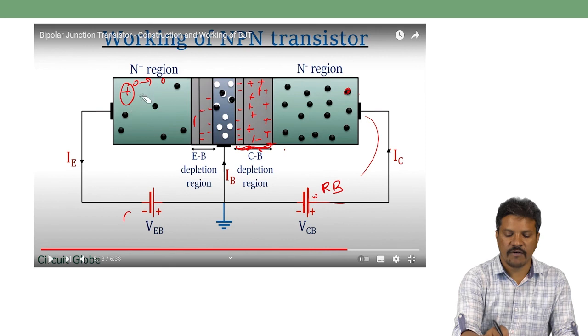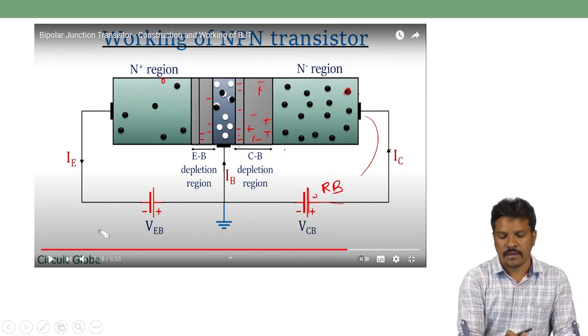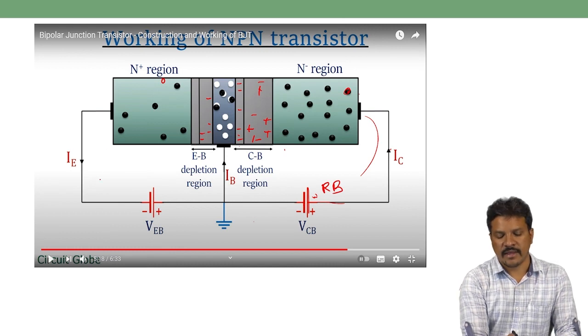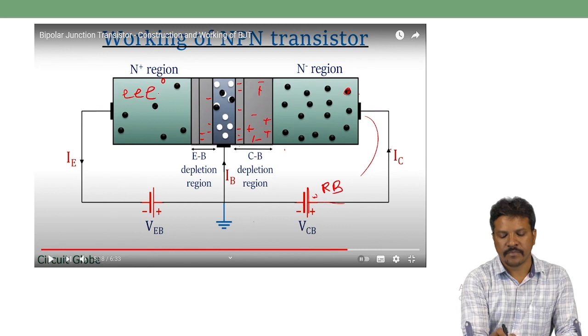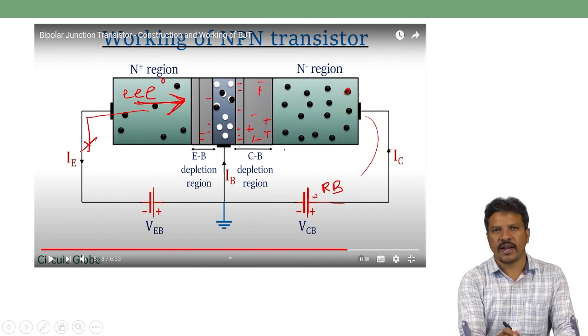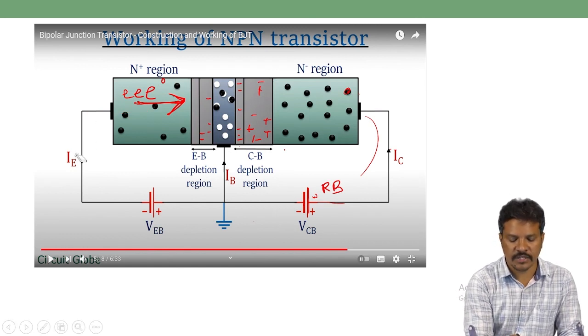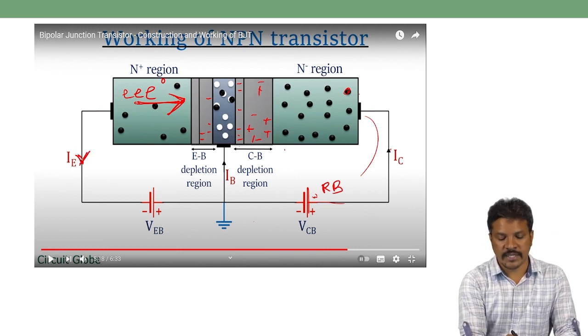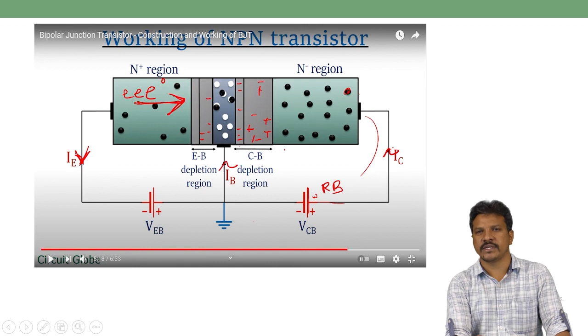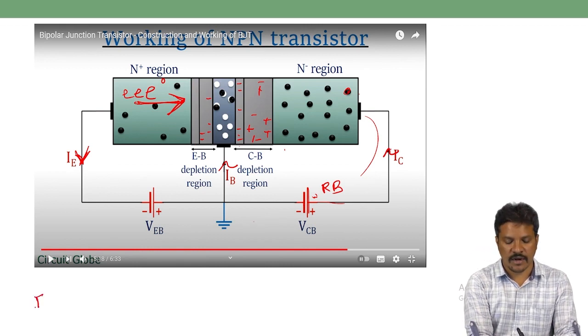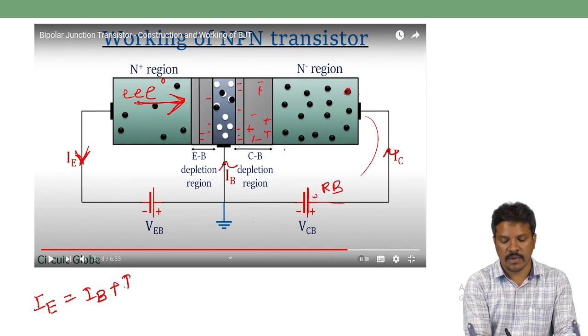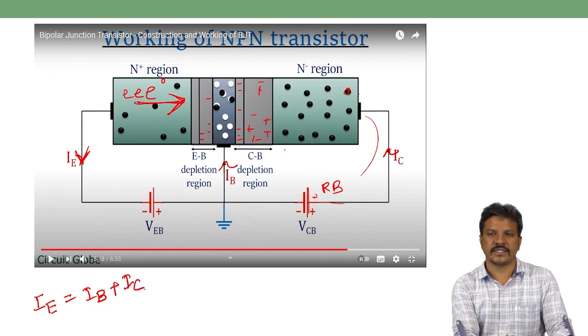Then the direction of the current flow. According to the forward bias connection, the electron direction is from the N side to the P-type base, so the current direction is opposite. The direction of emitter current is away from the terminal, and the base current and collector current are towards the device. So it follows Kirchhoff's current law: total outward current equals total inward current, IE is equal to IB plus IC.